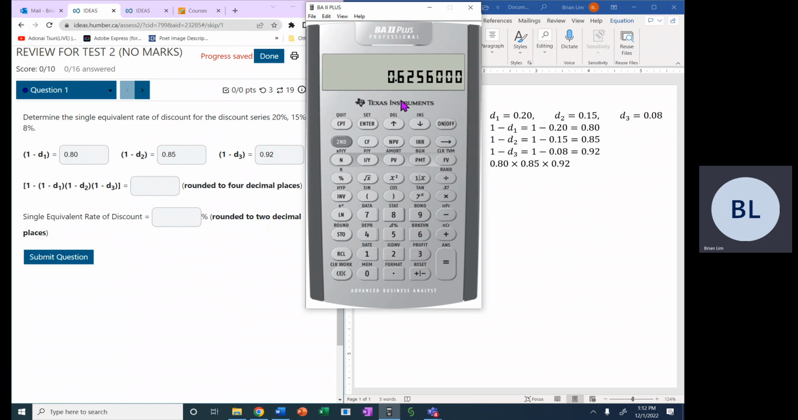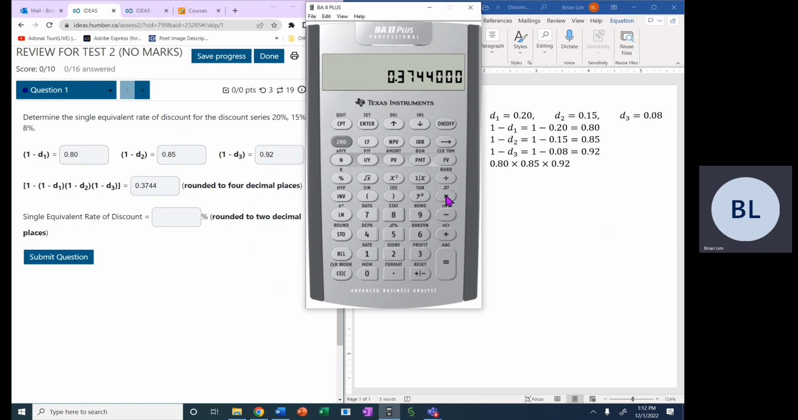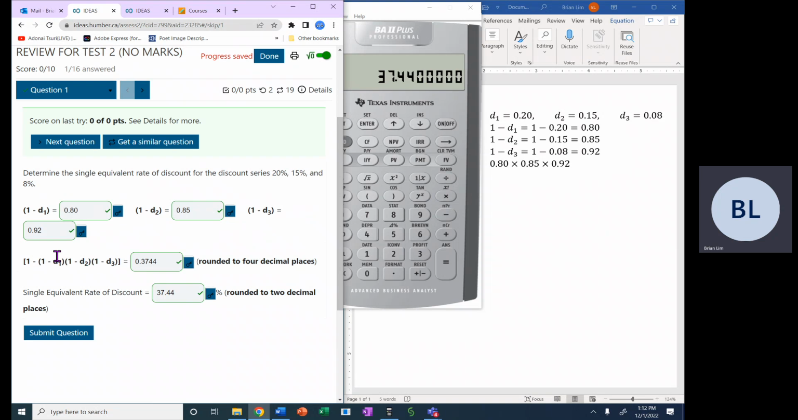So to subtract that from 1, we can make this negative and add 1, and that would give us 0.3744, which would be the number that goes in here, 3744. That's rounded to 4 decimal places. In this case, we didn't need to round. Now, we need it as a percent, so we multiply by 100, and that gives us 37.44. And we will go and submit, and it is correct.